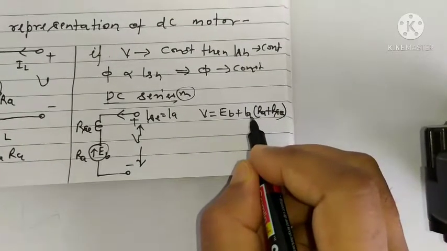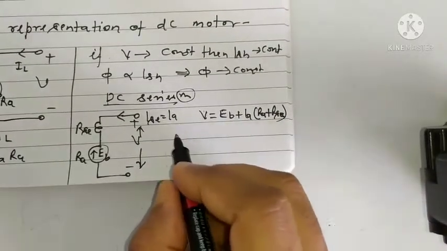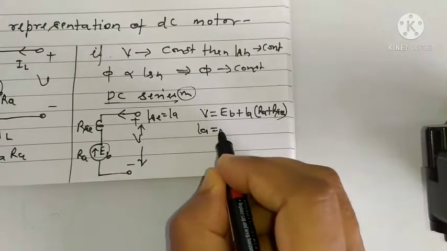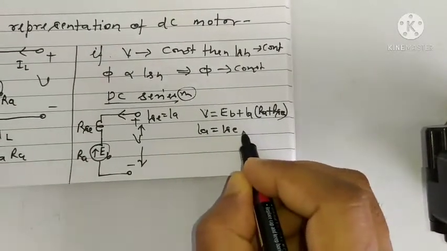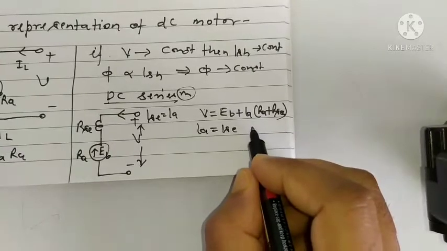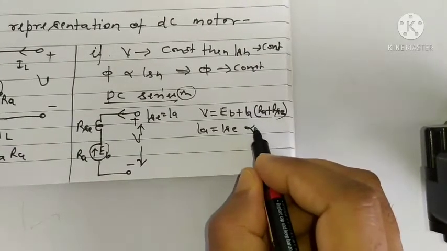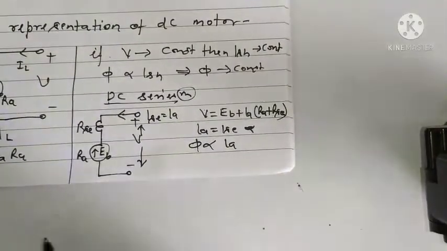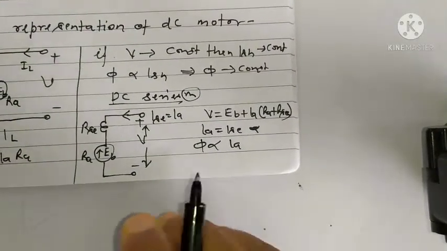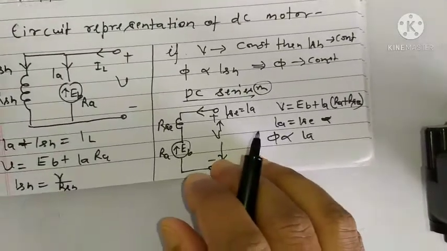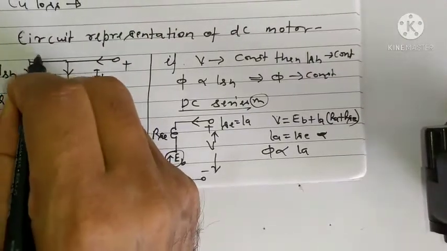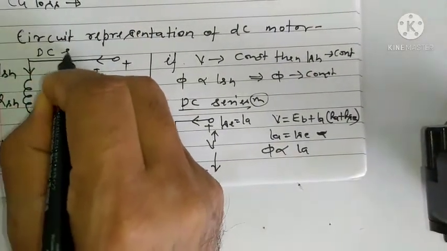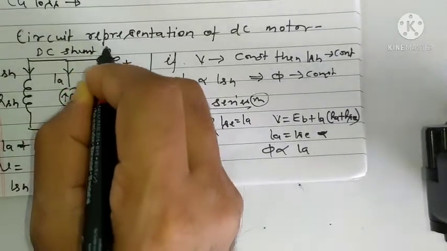Okay, and here IA is ISC, which is field current also, and it is proportional to flux phi, which is proportional to armature current. If I compare shunt motor with series motor, it is what, DC shunt motor.